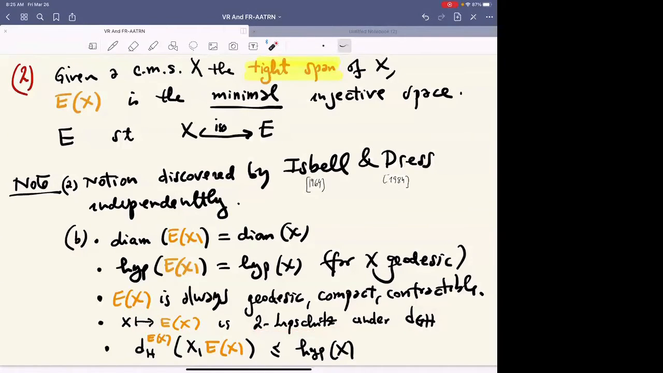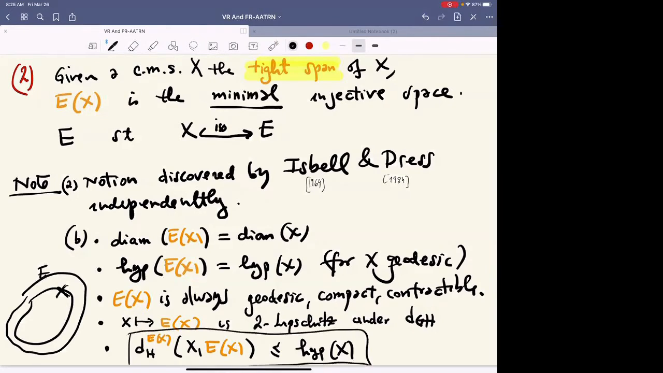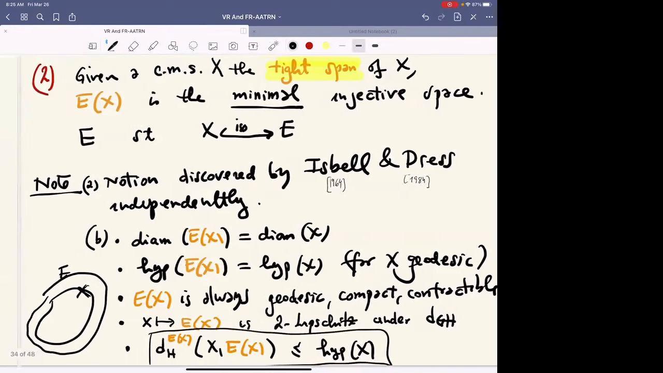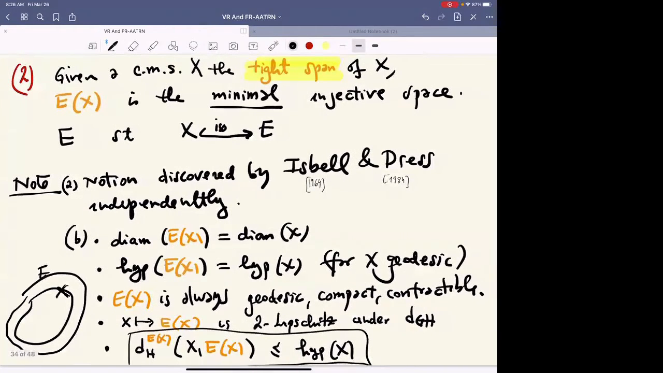And then if you ask yourself, I have X, and then I have the tight span of X, some bigger space, so what is the distance between X and the tight span? You can prove that that distance, the Hausdorff distance in the ambient space E of X, is bounded by hyperbolicity. All of these properties induce some interesting consequences.